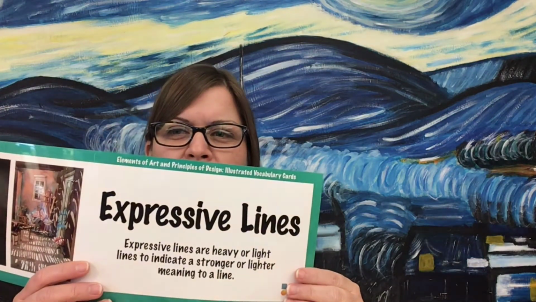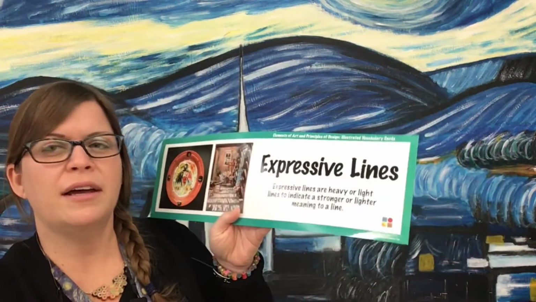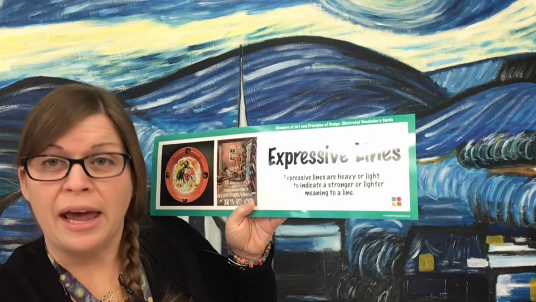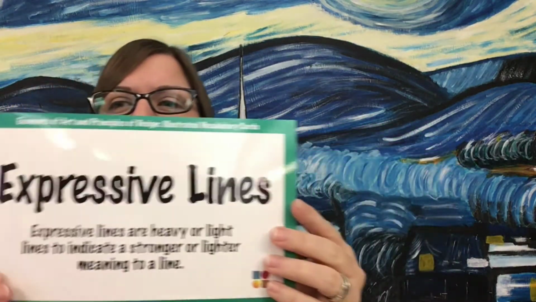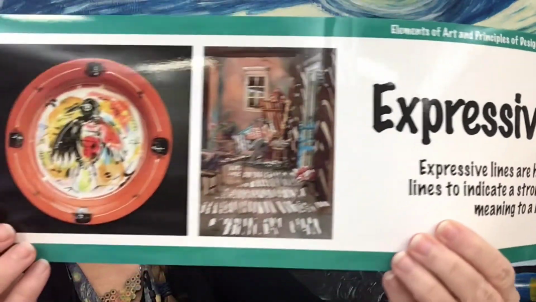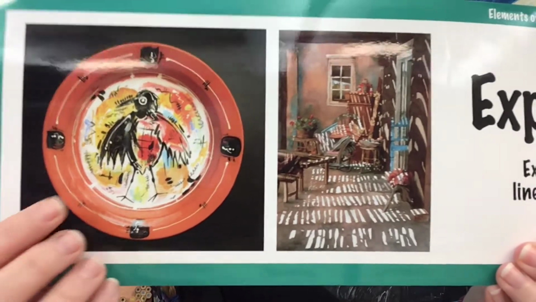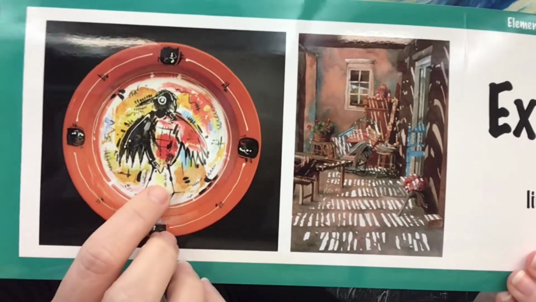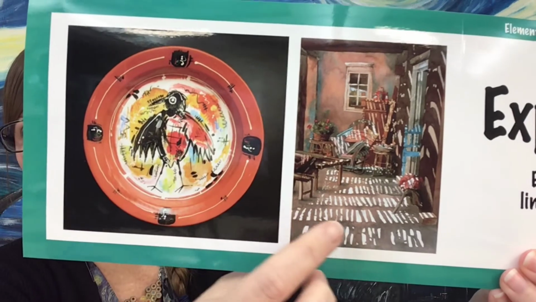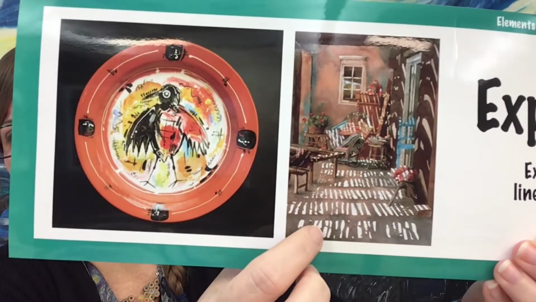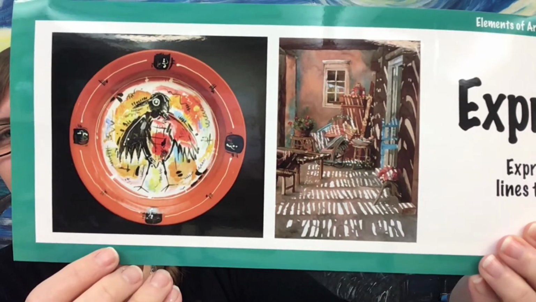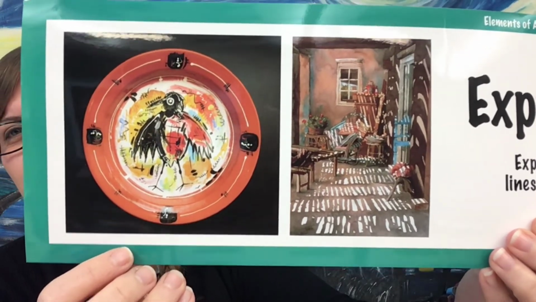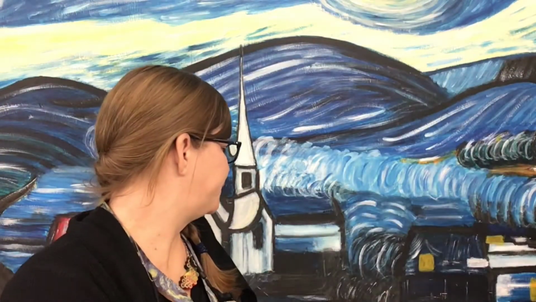This is expressive lines. Expressive lines means to use heavy or light lines to indicate a stronger or lighter meaning. In the lines, as you can see, there's the definition, and here you can see some really cool artwork, with lines and dashes indicating different meanings, and using lines here to add light in your picture. That's really interesting.